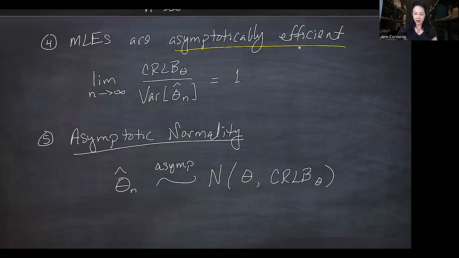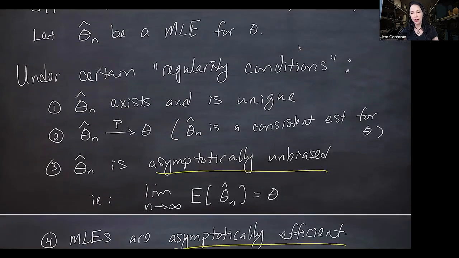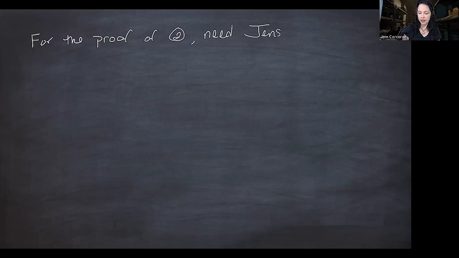But there's something in two that I do want to mention. It's important to know. For the proof of two, which we're not doing, we need this inequality, which we need in general in statistics. We need something known as Jensen's inequality. So, Jensen's inequality.